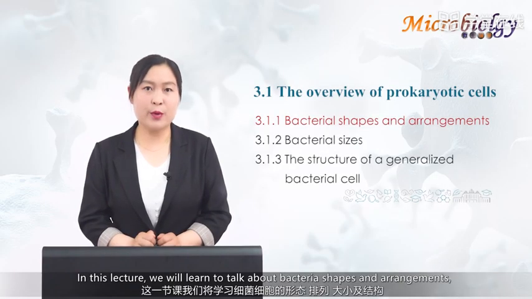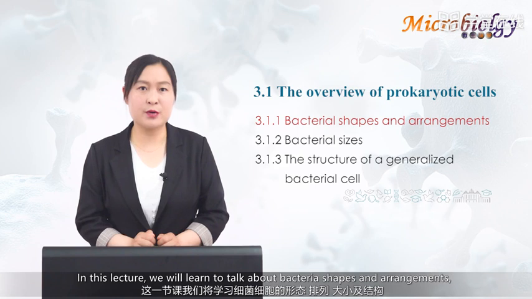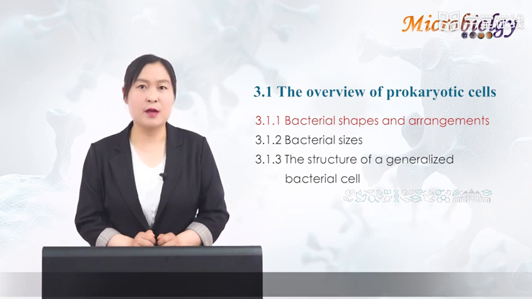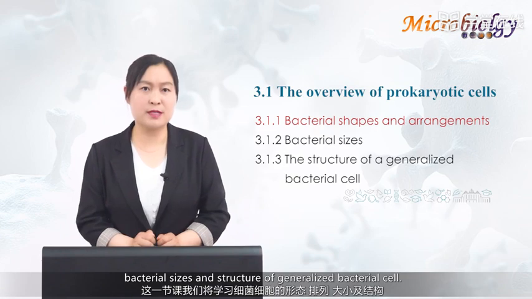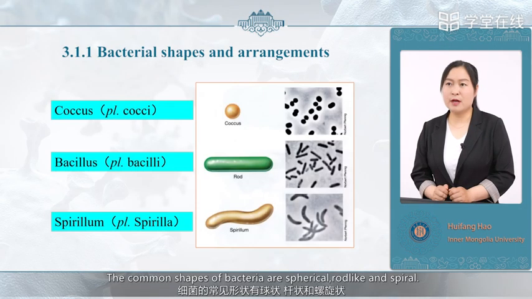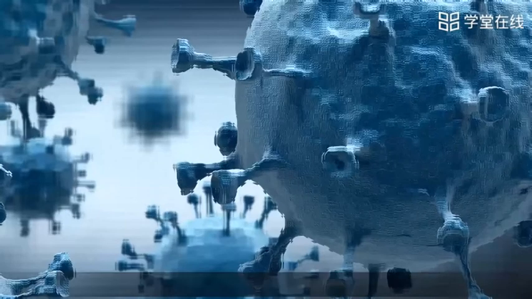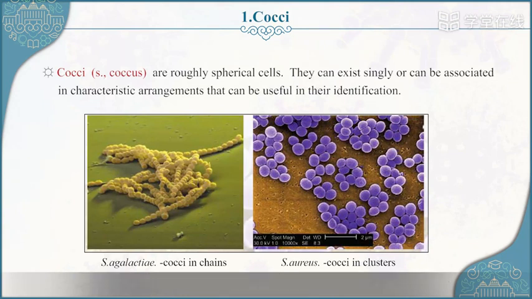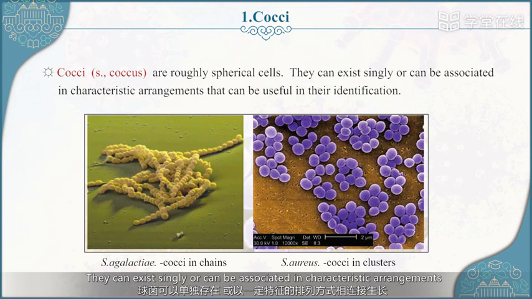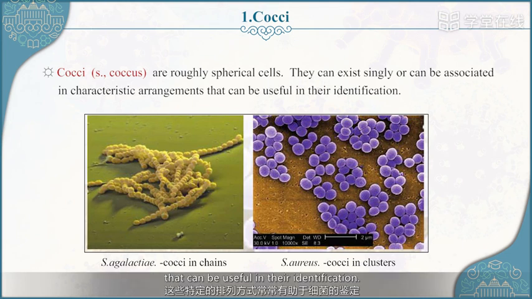In this lecture, we will talk about bacterial shapes and arrangements, bacterial sizes, and the structure of a generalized bacterial cell. The common shapes of bacteria are spherical, rod-like, and spiral. If the cell is spherical or ball-shaped, the bacterium is described as a coccus. They can exist singly or can be associated in characteristic arrangements, which can be useful in their identification.